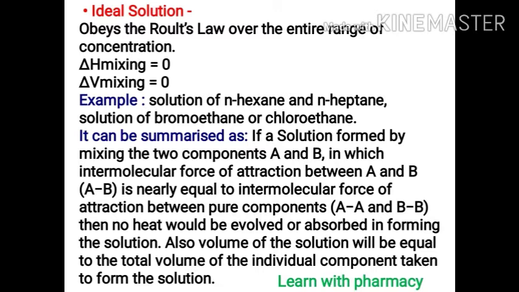It can be summarized as, if a solution is formed by mixing the two components A and B, in which the intermolecular force of attraction between A and B, that is A minus B, is nearly equal to the intermolecular force of attraction between pure components A minus A and B minus B, then no heat would be evolved or absorbed in forming the solution. Also, the volume of the solution will be equal to the total volume of the individual components taken to form the solution.